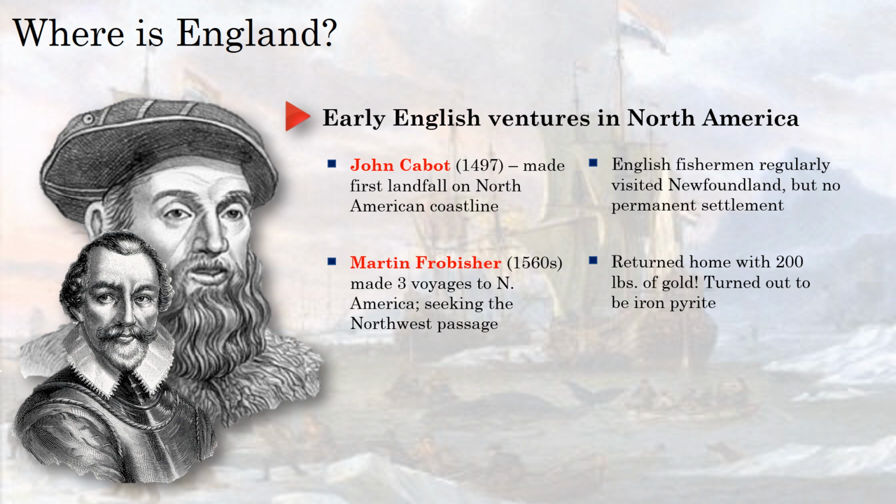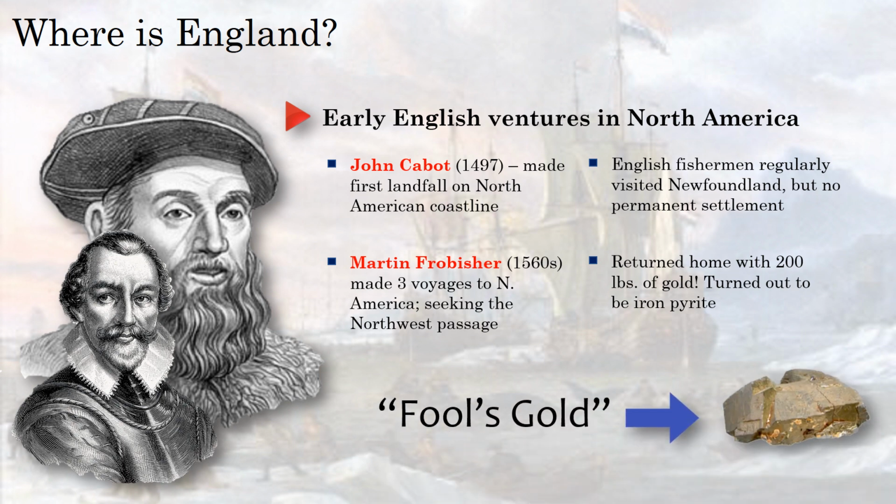Of course, no such waterway exists, but for a very long time, for the next 3 centuries, explorers are going to be trying to find it. Well, Martin Frobisher returns home with 200 pounds of gold, or so he thinks. What he actually did return home with was iron pyrite, which is today known as fool's gold. So let's just say that Martin Frobisher's voyages did not pan out.